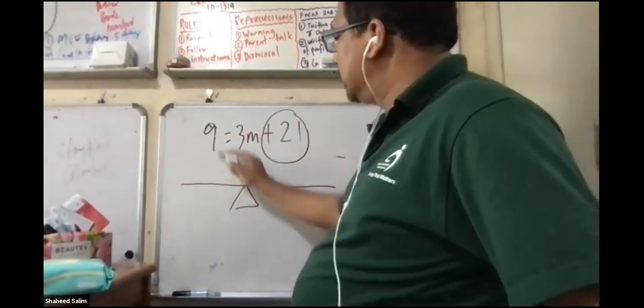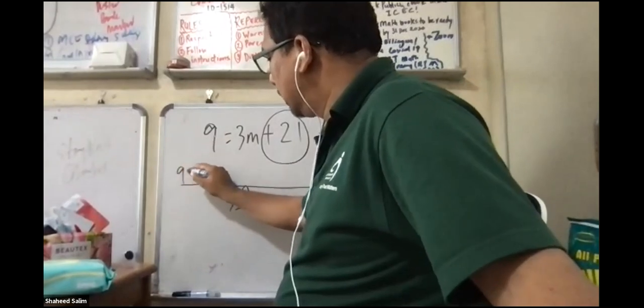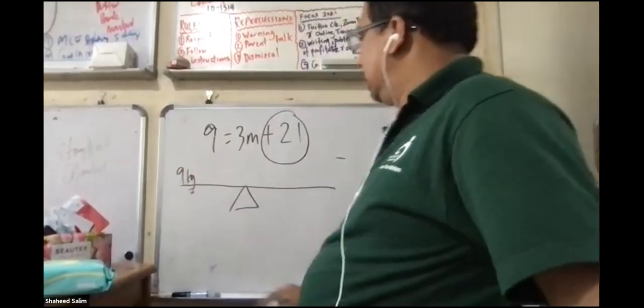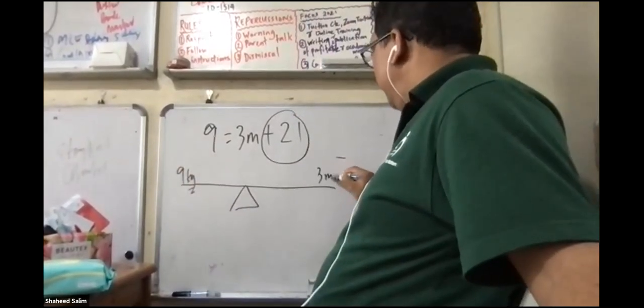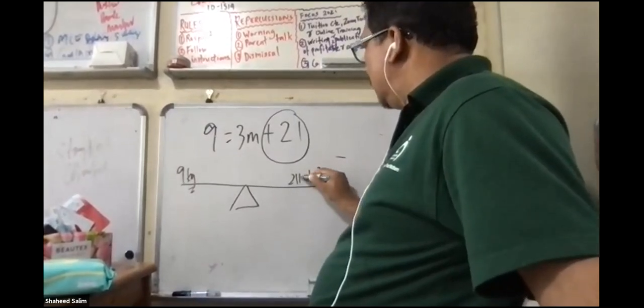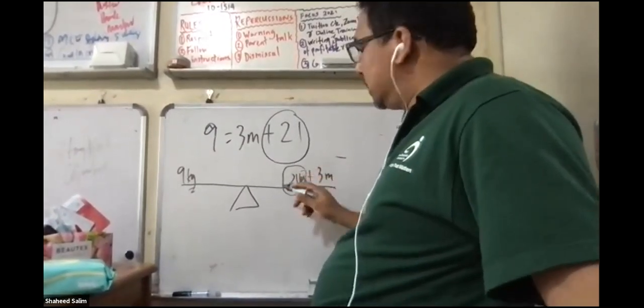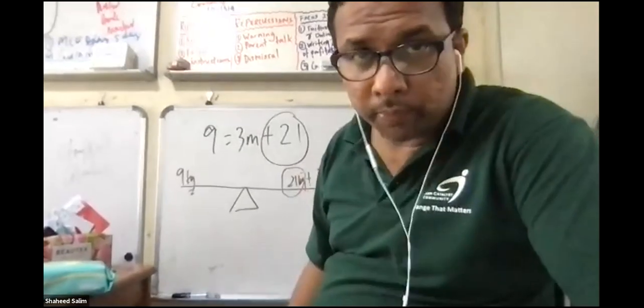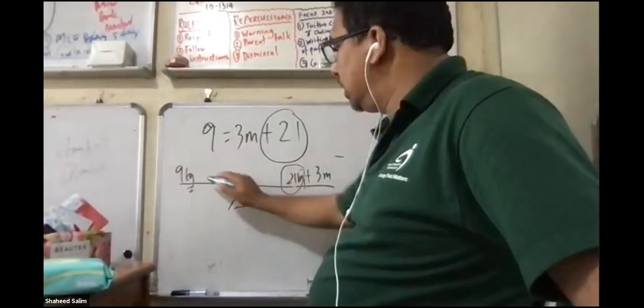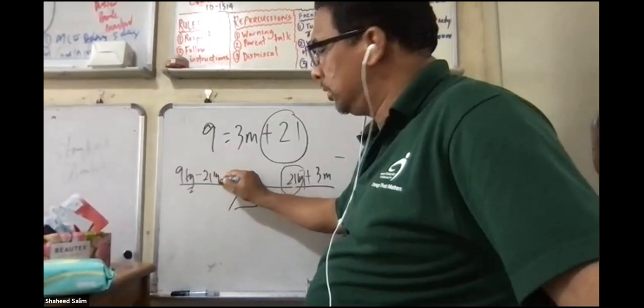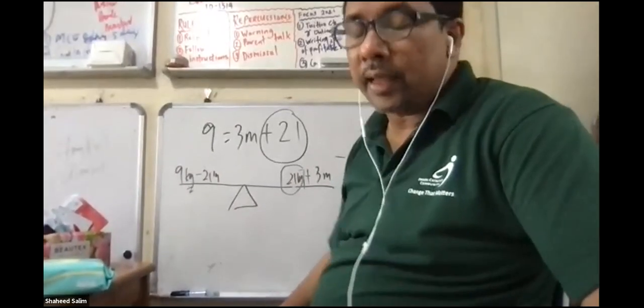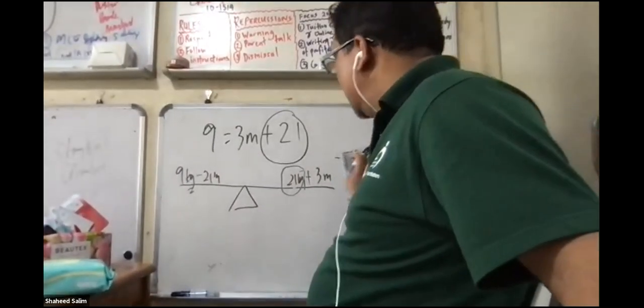So down here now, let's say this is 9 kg. This one is 3m plus 21 kg. I want to take out the 21 kg, I will throw it away. No problem. If you minus 21 kg here, you must also minus 21 kg here. Must. That is the system, okay?